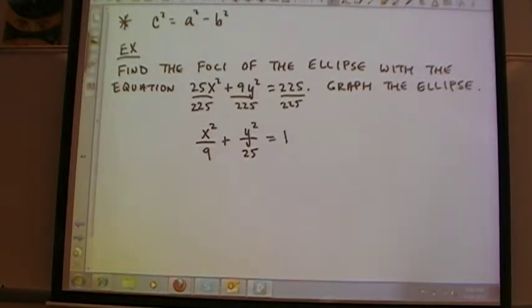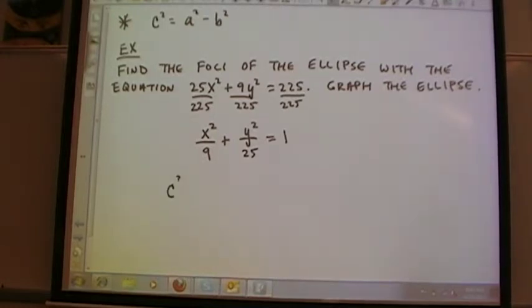Alright, so what is your major axis here? The Y, because you got the bigger number underneath Y. So would that make it A? Yes, that makes that your A squared actually. Alright, so we're going to use the formula above to find the foci.